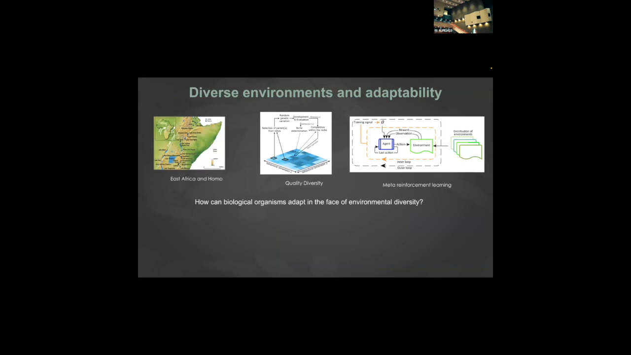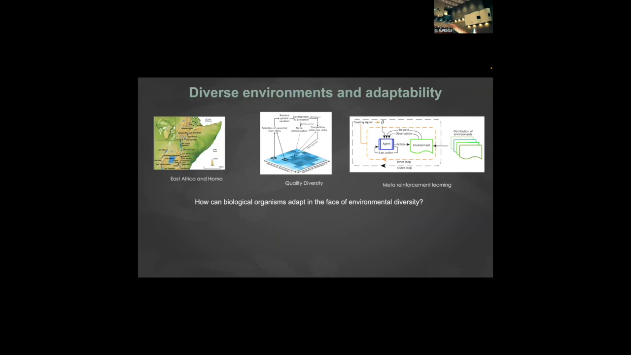In both natural and artificial systems, we often see that environmental diversity plays a big part. For example, in the evolution of our own species, in the appearance of our own lineage about 5 million years ago in East Africa, it is hypothesized that this happened during a period of very high climatic instability, which caused the fragmentation of the area into multiple niches that had different resource availabilities.